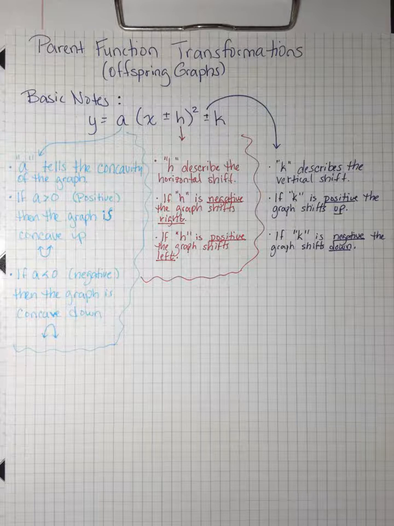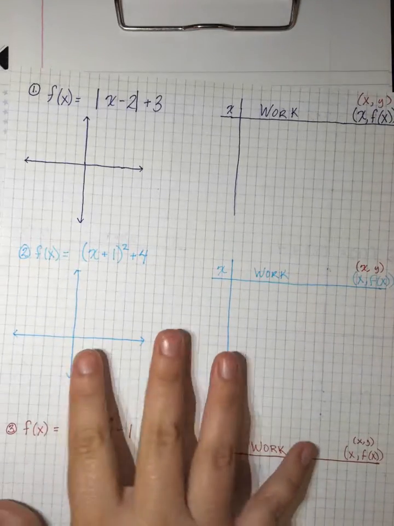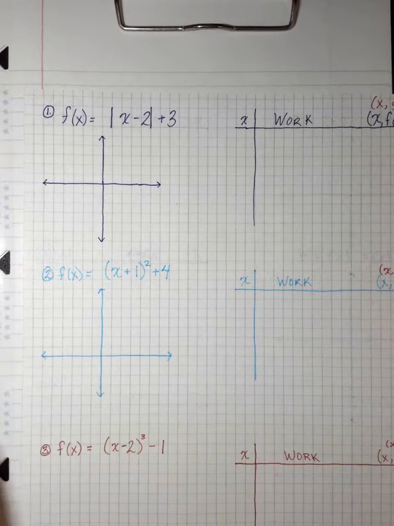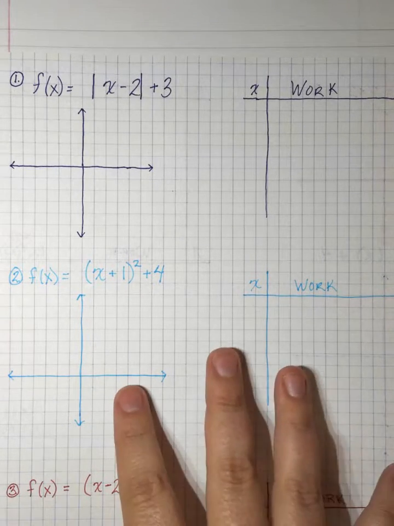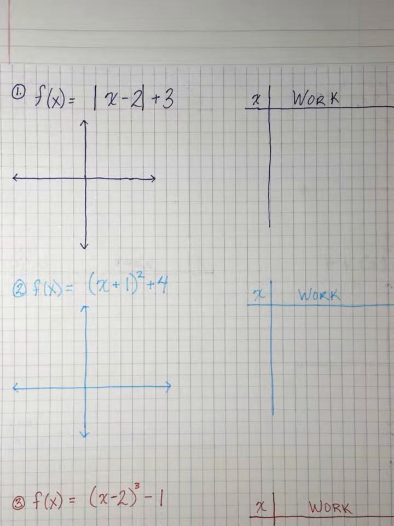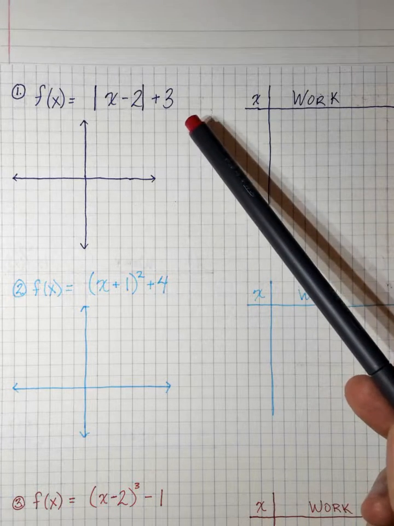So now that we have talked about the basic notes, we're actually going to do a couple examples together. I'm going to start off with an absolute value function. So here is the first problem that I want us to actually work on together. And I'm going to make it larger a little bit here. We're going to work on this first function, f of x equals the absolute value of x minus 2, and then plus 3.